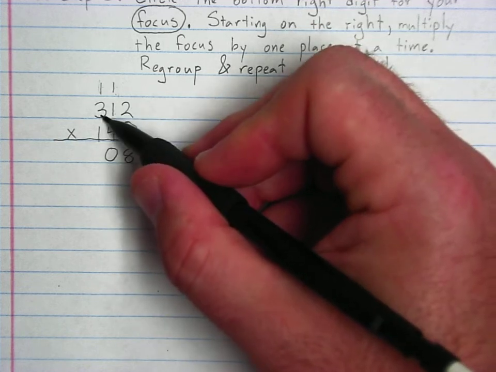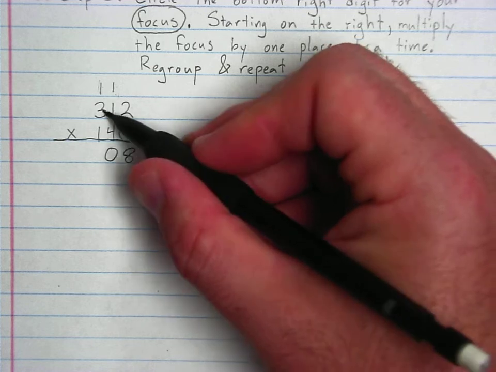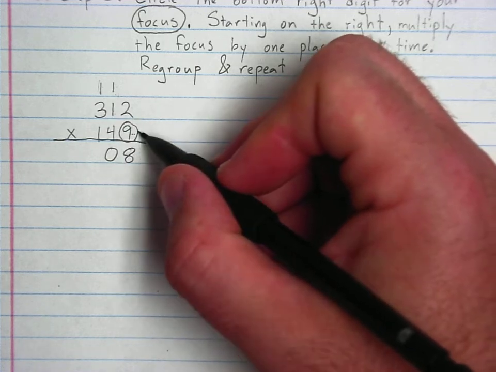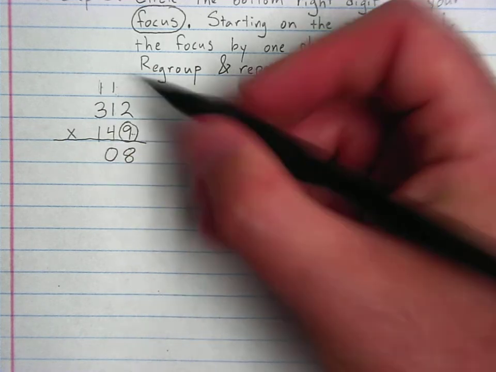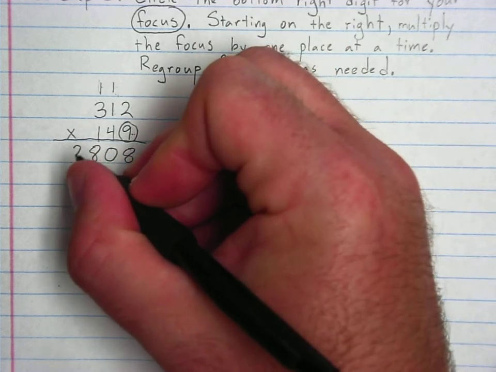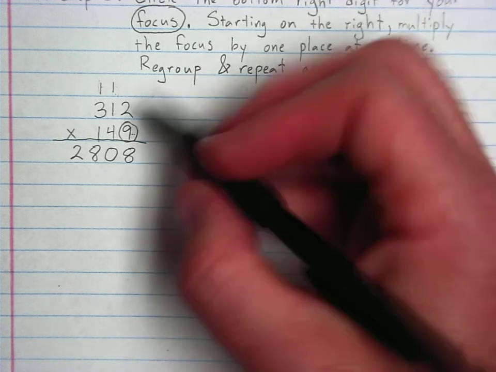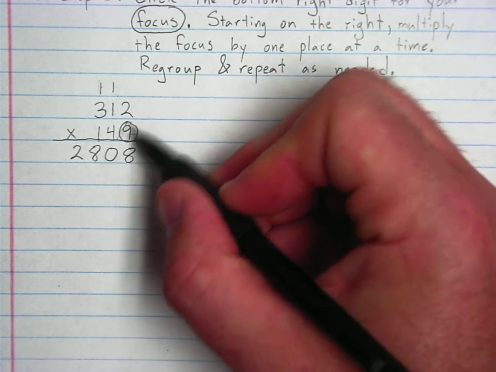9 times 3, 9 times 300. 9 times 3 is going to be 27. Plus 1 is 28. Now there's nothing else over here, so I can just stretch that 2 out in the next column. At this point, I am done with the 9 as my focus.